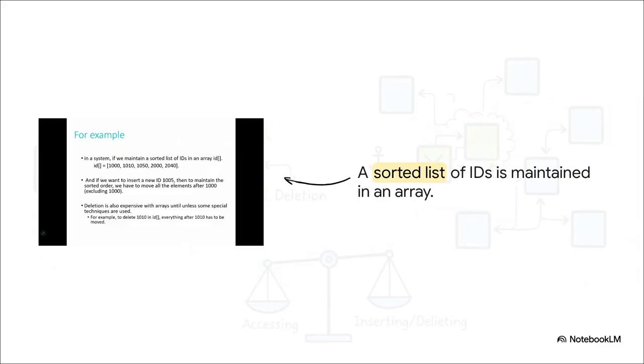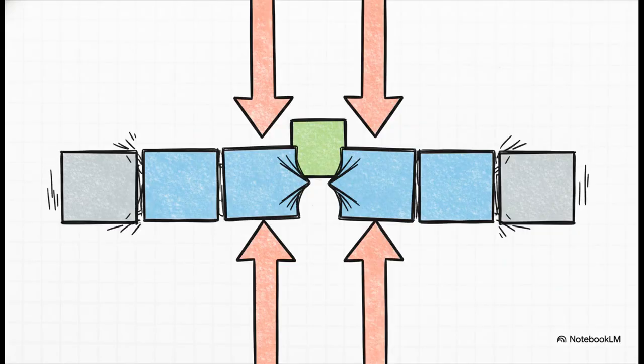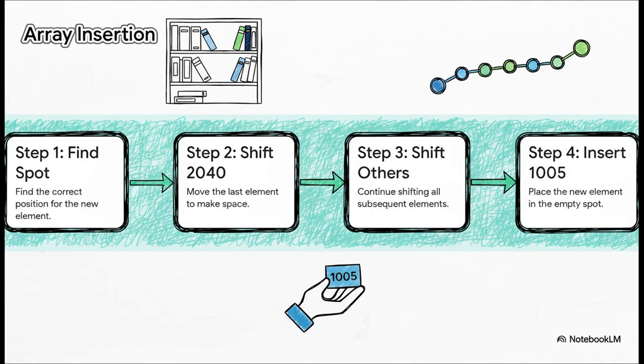So let's make this real. Imagine we have this list of user IDs, and we're keeping them in an array, all sorted in perfect numerical order. Looks great, right? Clean, organized, easy to read. But then a new user signs up, and their ID is 1005. Uh-oh. To keep our list nice and sorted, that new number has to slot in right between 1000 and 1010.